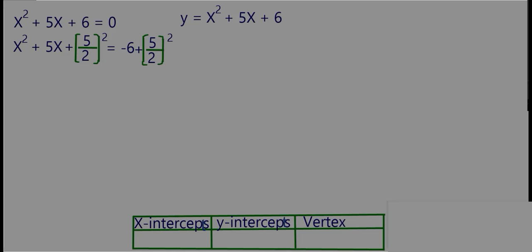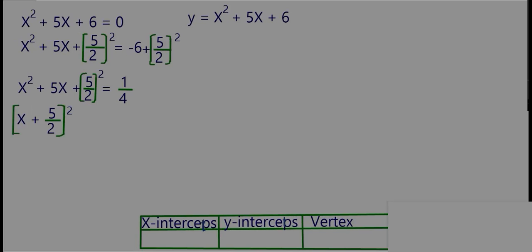The fraction that is after the equal sign, which is minus 6 plus 5 squared over 2 squared, we need to work it out. Working it out we get 1 over 4. What we now need to do is to write in between brackets x and this plus sign which comes after it, along with 5 over 2. Then we square the bracket. Next, we write an equal sign along with 1 over 4.